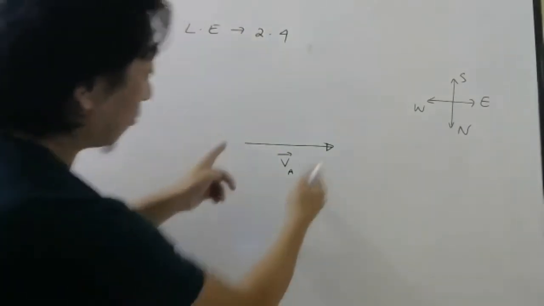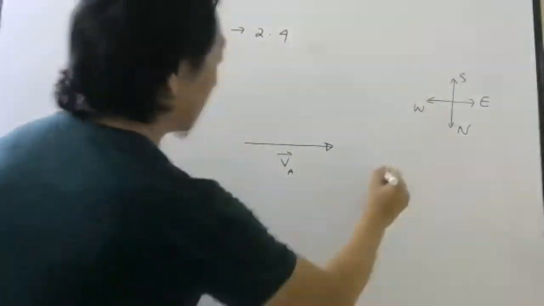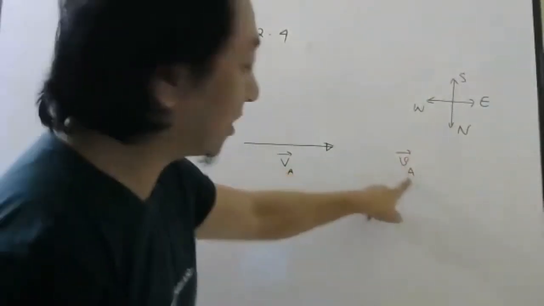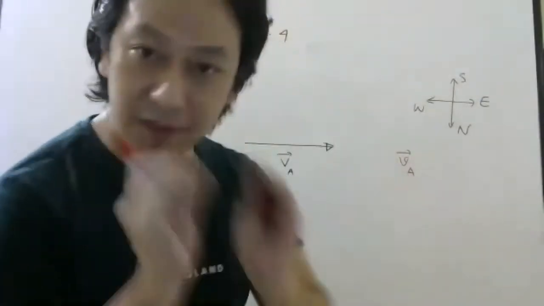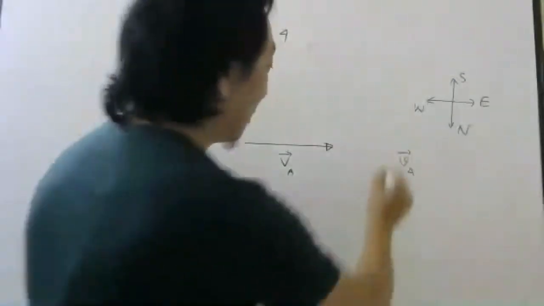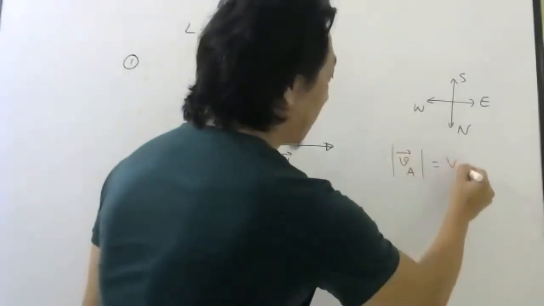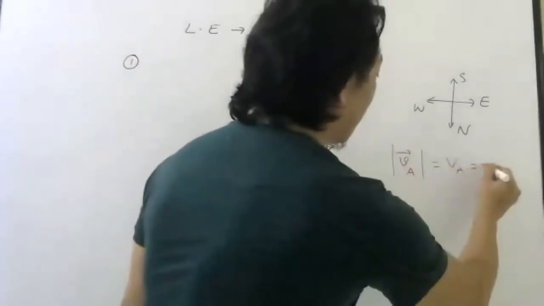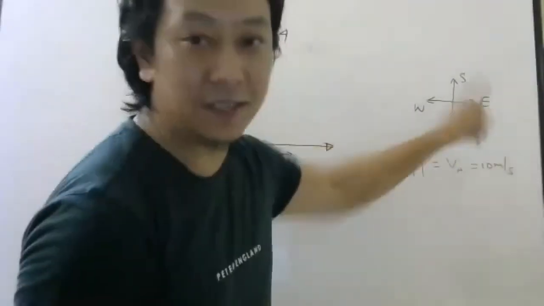So for the first car, I will first write the magnitude of the velocities. This is the symbol for the velocity of the first car, V with the subscript A, meaning velocity of car A. This arrow mark means it is a vector. The magnitude, which I can simply write as VA, was given as 10 meter per second, and it was directed towards east, right?